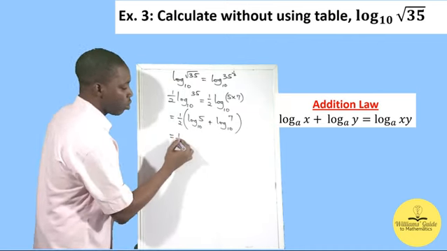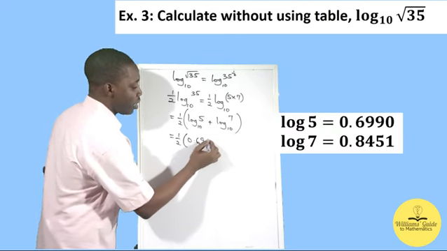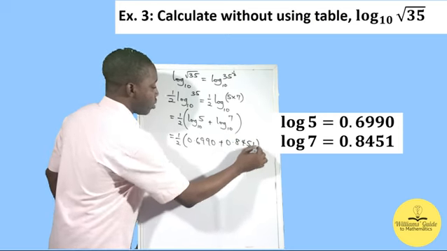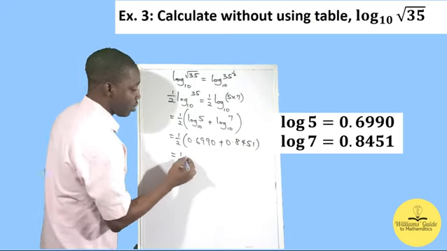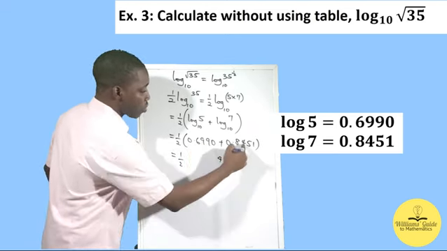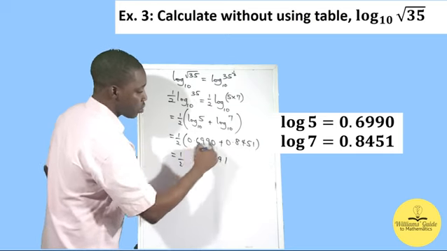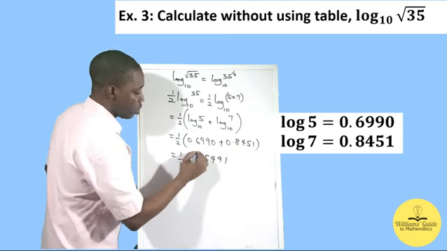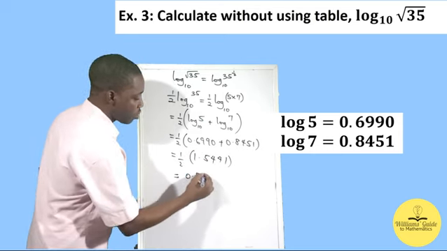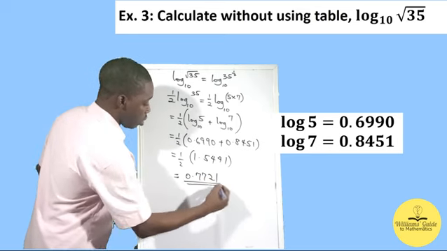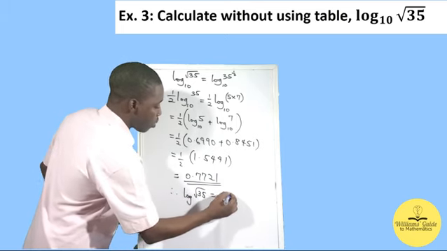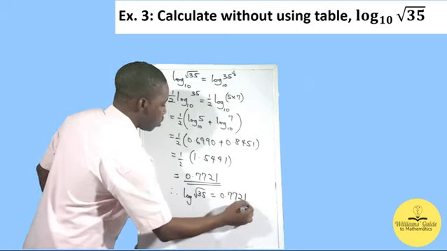According to the question, log 5 is 0.6990 and log 7 is 0.8451. Adding what we have in the bracket: 9 plus 1 is 10, 9 plus 5 is 14, 9 plus 4 is 13 plus the carried 1, 14, 6 plus 8 is 14 plus 1, 15. We have 1.5441. Half of this will give us 0.7721. Therefore, log square root of 35 is 0.7721.